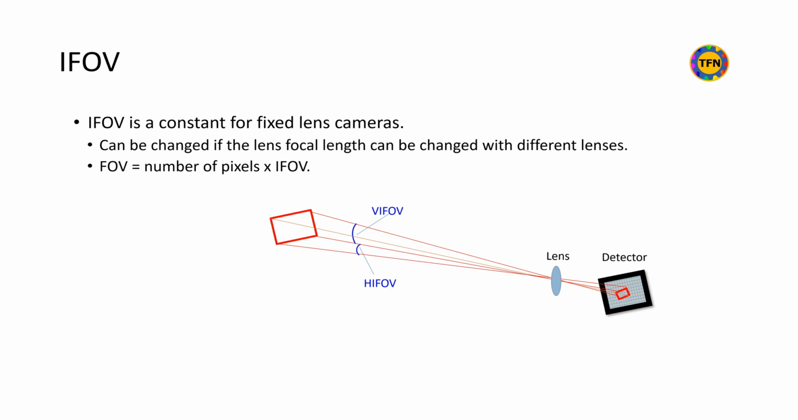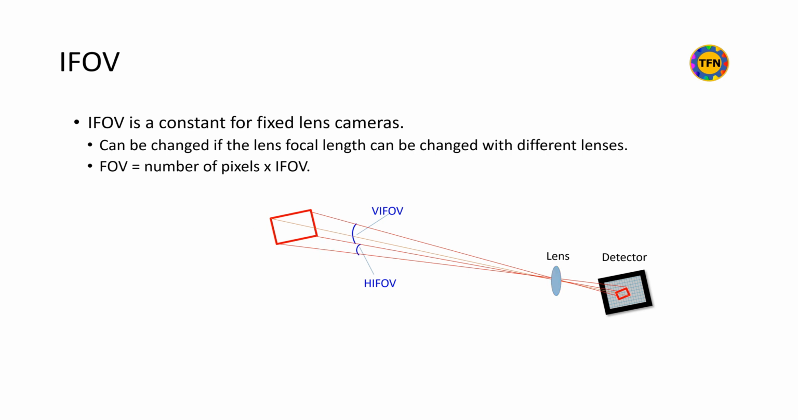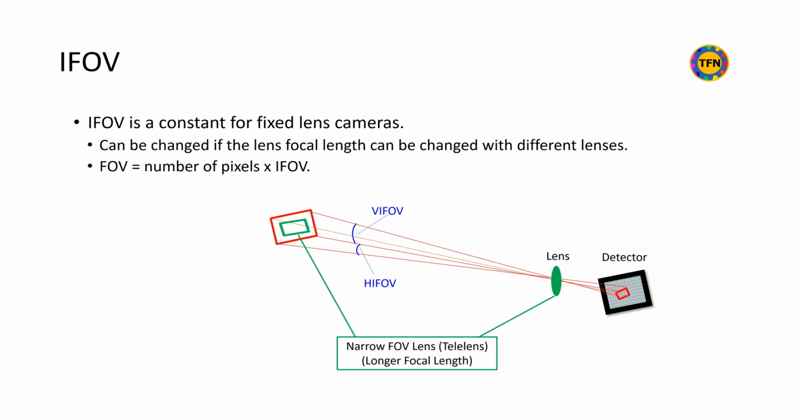IFOV is a constant for a fixed lens camera. It can be changed only if lens focal length can be changed, as the detector is not changeable. FOV is IFOV multiplied by number of pixels. As number of pixels is fixed, increasing FOV decreases spatial resolution due to wider area each pixel needs to cover. Decreasing FOV will increase spatial resolution due to narrower area each pixel needs to cover.